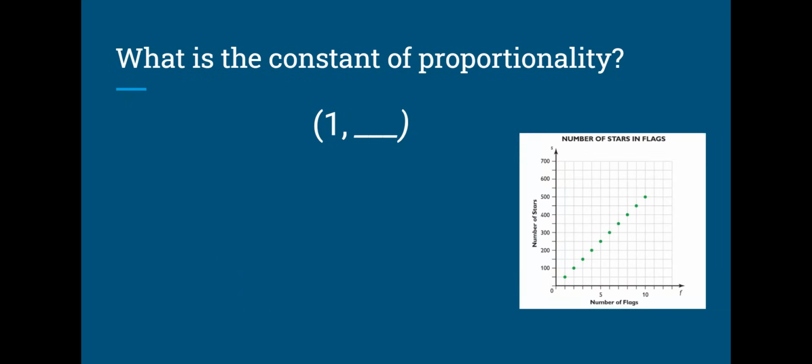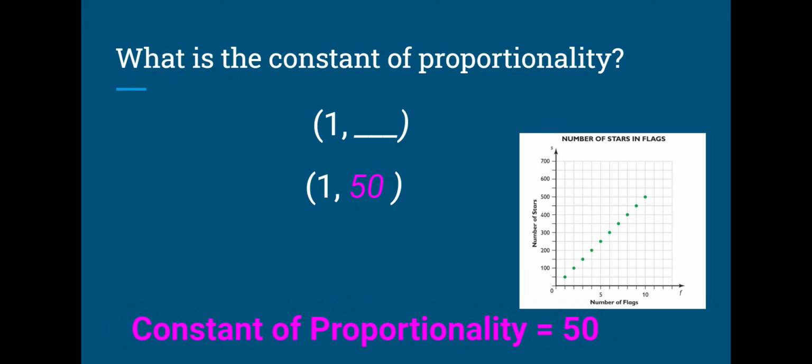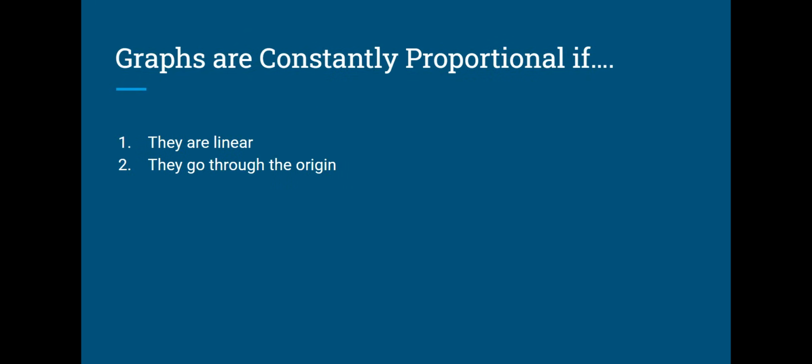How about here? Well, number of stars and flags. Every time I put another American flag down, I get another 50 stars. So the constant of proportionality is 50. Hint, hint, hint, your constant of proportionality is also your slope. So to sum up, graphs are constantly proportional if they're linear and they go through the origin.